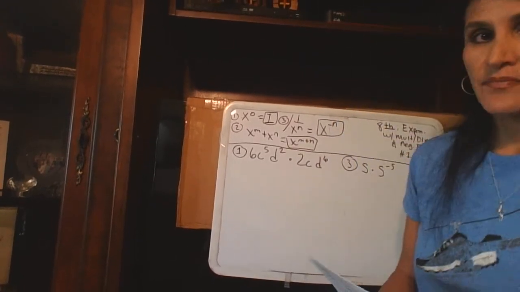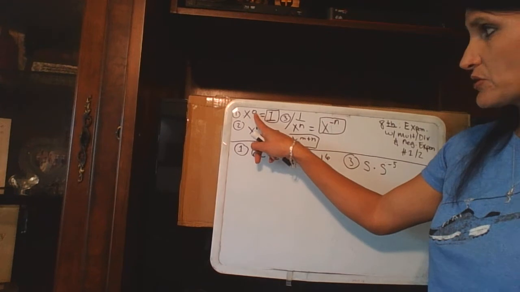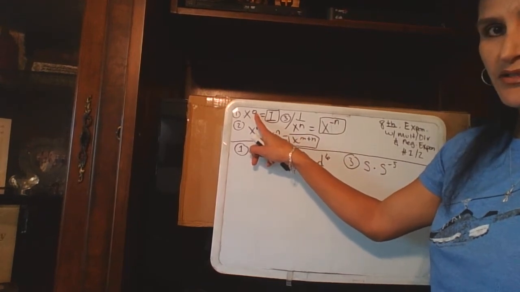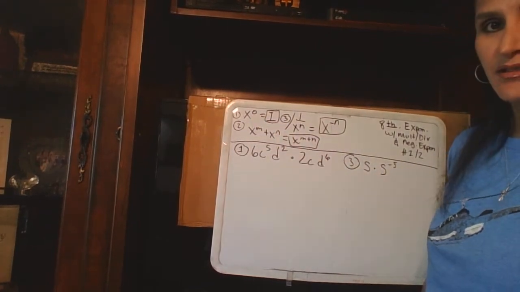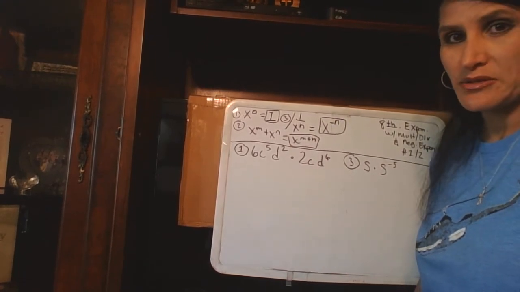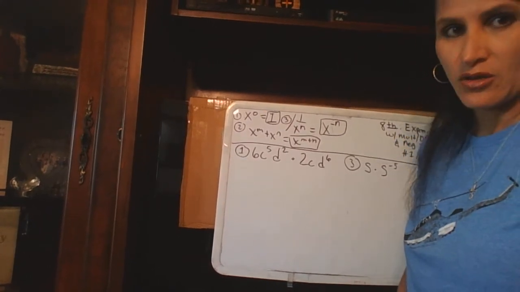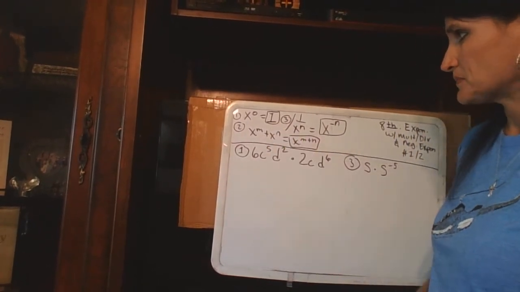Okay, so first thing is, whenever you have a variable that has a 0 exponent, that answer will always be 1. Anything to the 0 power is 1. It doesn't matter if it's 5 to the 0 power, 25 to the 0 power, 100 to the 0 power, they're all going to be 1. Okay, so that's the first thing.